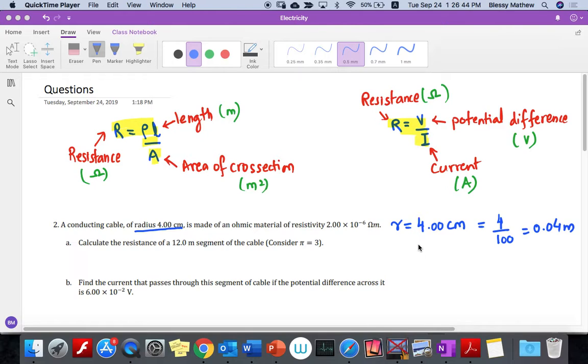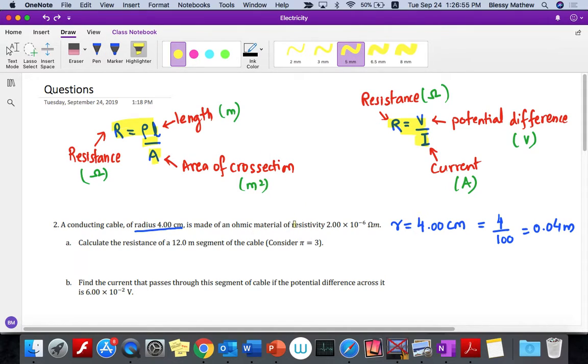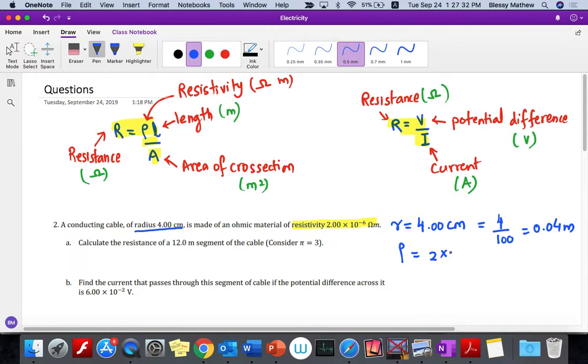Okay, now let's see what else is given. It is made up of an ohmic material, and it says that the resistivity of the material is 2 into 10 power negative 6. So we will check where is the resistivity in the formula. If you see this rho which we had in this formula, it's called resistivity, and as we discussed, it depends on the material of the object. So resistivity, the unit is ohm meter. Check here also, the unit is being written as ohm meter. Okay, so we'll write the data. We'll write rho is equal to 2 multiplied by 10 power negative 6 ohm meter.